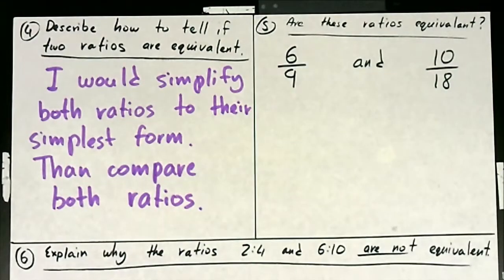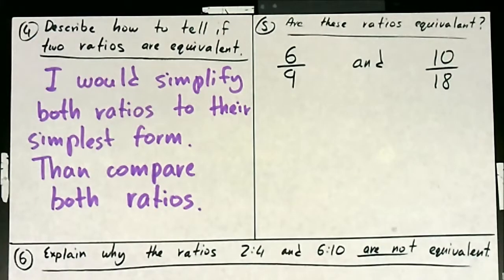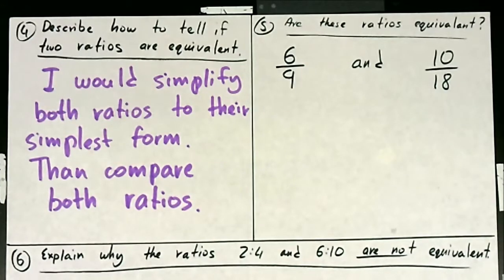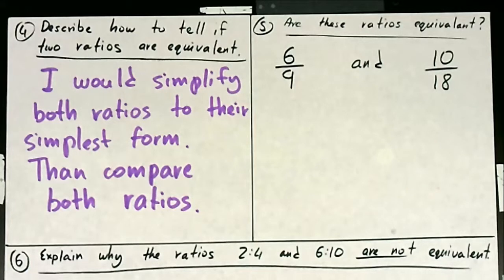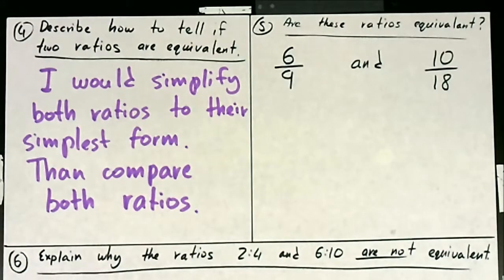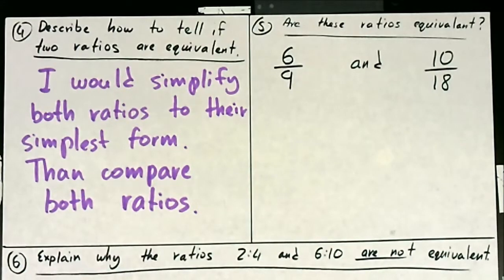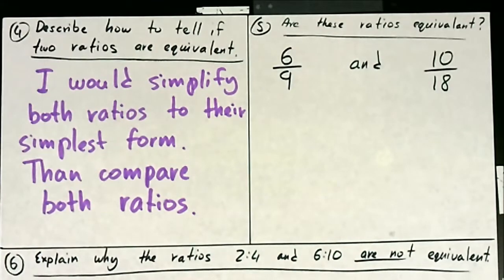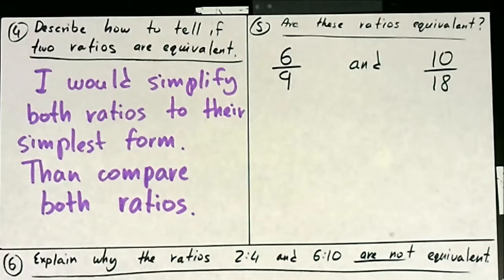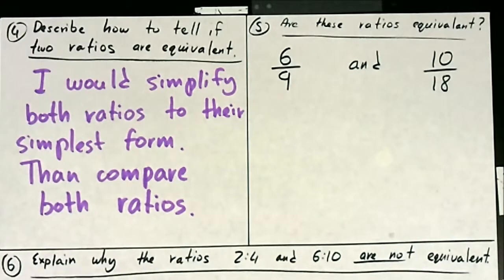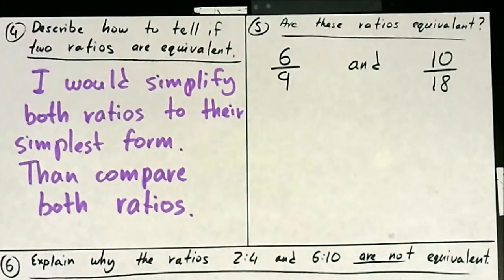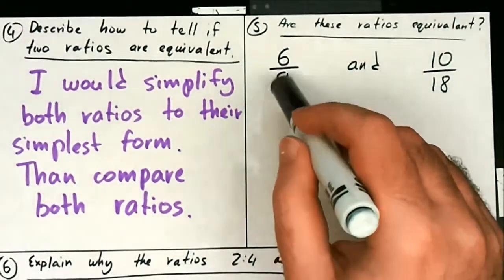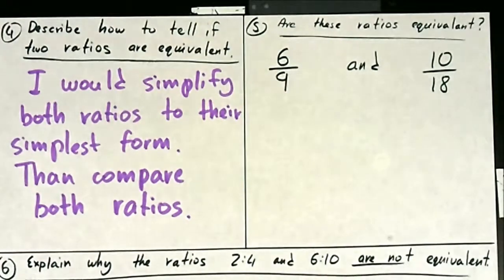Let's take a look at number 5, right over here. You're being asked, are the 2 ratios equivalent or not? Well, what can I do to see if they're equivalent or not? Hey, look, I just told you. Simplify them, put them in their simplest forms, and then compare the simplest forms. The way I simplify a ratio is I break down both top and bottom and see if I can cancel anything out. Can I cancel something out from this ratio, 6 over 9?